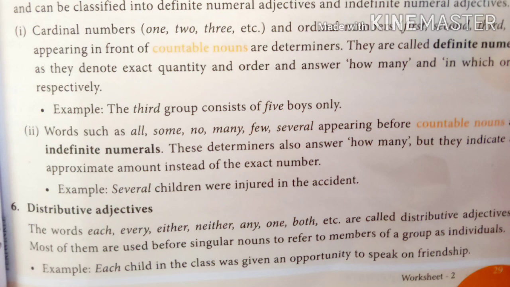The last one is interrogative adjectives. The words what, which and whose are called interrogative adjectives when they modify nouns and are used in interrogative sentences. Interrogative adjectives are always followed by a noun. For example, which book are you reading? We have learned interrogative sentences, that means sentences that come as a question. So words starting with what, which, whose are called interrogative.